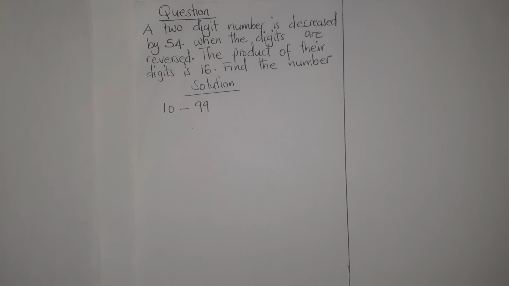Before we look at this question in detail, let's have a look at it. A two-digit number is decreased by 54 when the digits are reversed. The product of their digits is 16. Find the number.